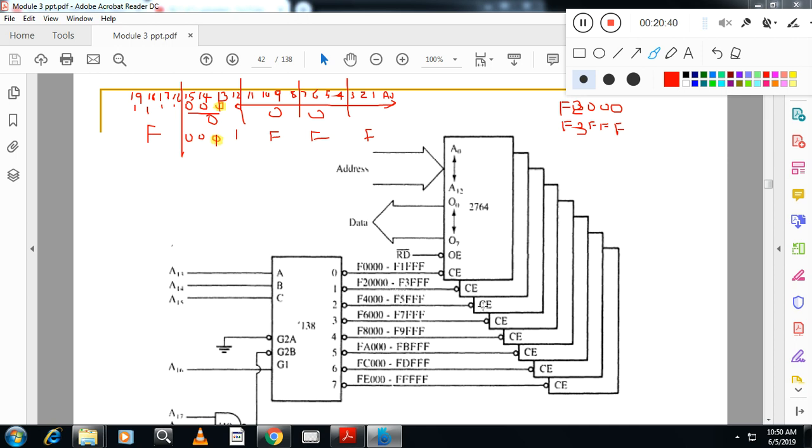Like that, third goes to third chip, fourth goes to fourth chip, fifth, sixth, seventh, eighth. Very, very important from the exam point of view. You have to show the two calculations. Don't just mug up the address. At least show one or two calculations, as I said here. If you don't understand, I am ready to explain it once again. Please ping me.